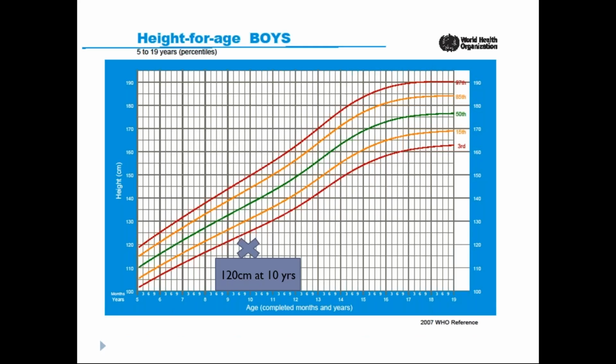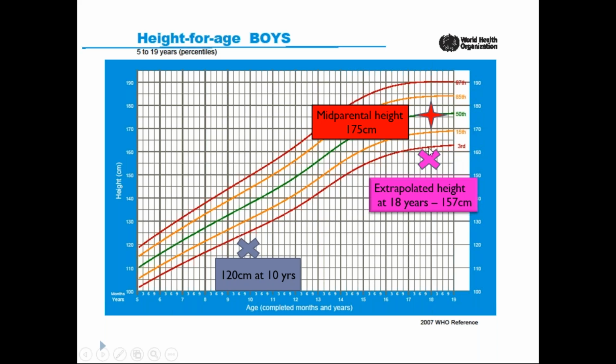Everybody knows how to calculate MPH, right? So the child is 120 centimeters, same child. You calculated the mid-parental height. It was 157 centimeters. Okay. Sorry, this is his extrapolated height. If he keeps going at this age, this is the extrapolated height. And this is where his mid-parental height lies. So what do you think? This mid-parental height, is he reaching his full potential here?